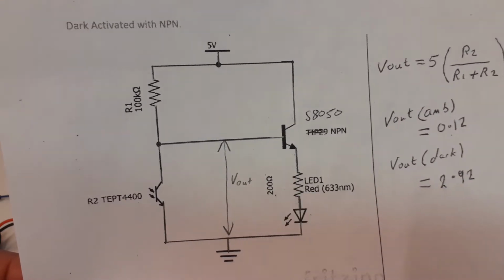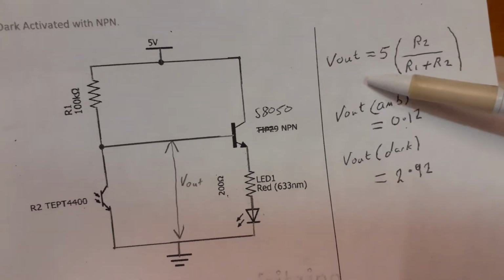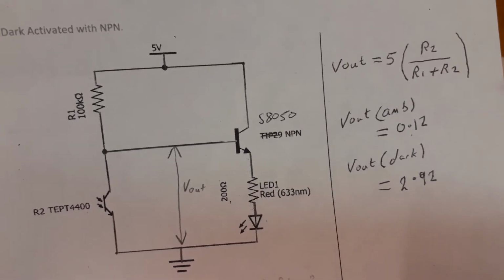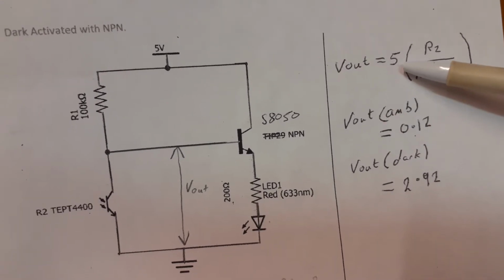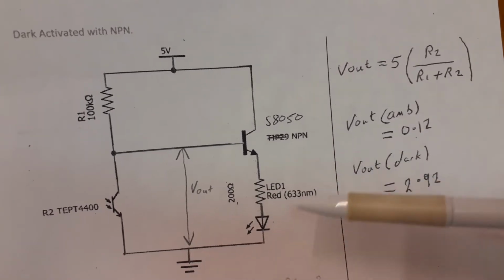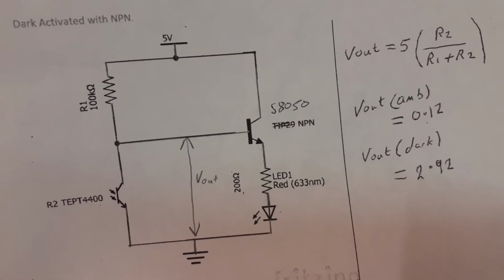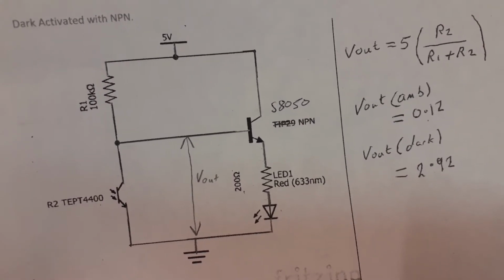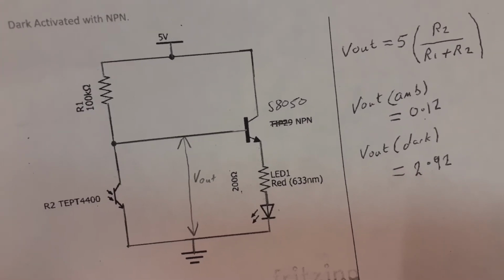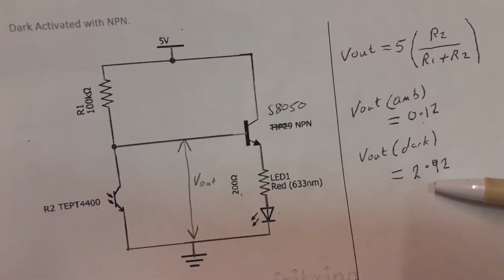In ambient light, it has a low resistance, so R2 in this equation is quite small, so therefore the output voltage is quite low. When it gets dark, the resistance R2 of the phototransistor gets much greater. Now it's around, it can be 80k, it can be 300k. It's much larger, so it's a bit of a movable feast. These are just typical values I've got when I've done readings.